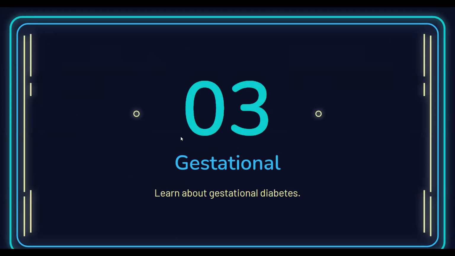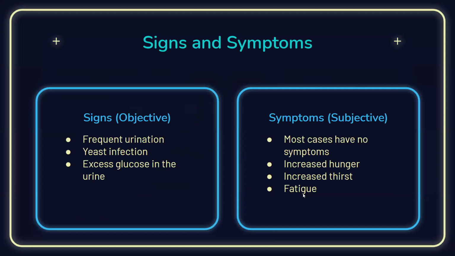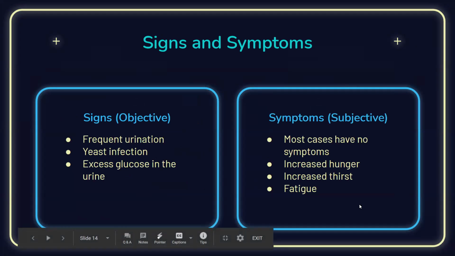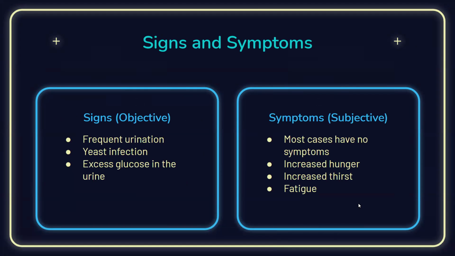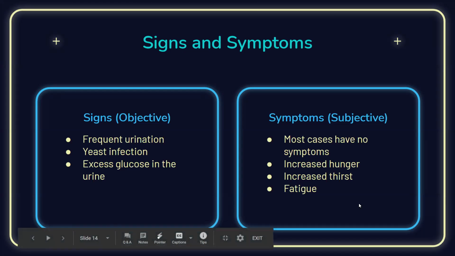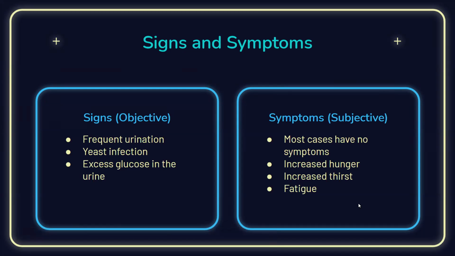Hello. Next we're going to go over gestational diabetes. There are different signs and symptoms for gestational diabetes. A couple of the signs are frequent urination, where you're urinating a lot, a yeast infection, and excess glucose in the urine. In the old days, they used to test that by tasting your urine. Now they can just read it. But it's pretty funny to think about it that way.